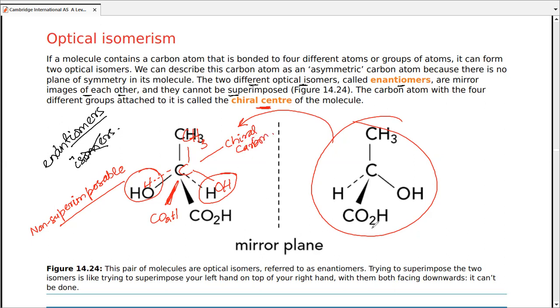And then in order to be enantiomers, they should be mirror images of one another. They should be non-superimposable, okay? And that's how they'll become optical isomers or enantiomers. Make sense?